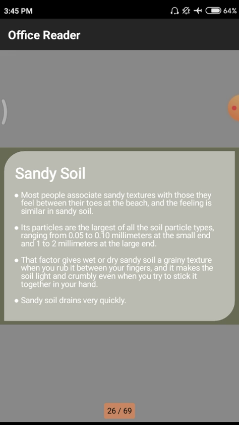Sandy soils drain very quickly. Because they drain so quickly, we have slow sand filters and rapid sand filters in environmental engineering to purify water. For this purpose, sand is used as a filtering material in slow sand filters and rapid sand filters because of the very quick drainage properties of sandy soils.